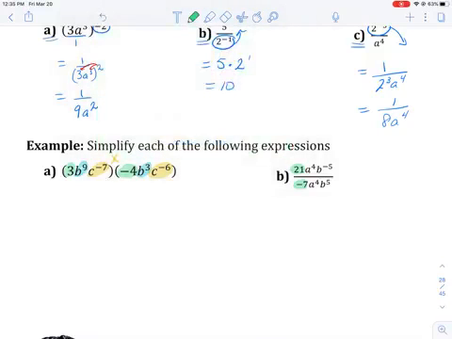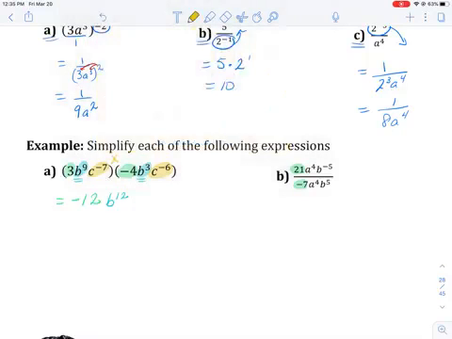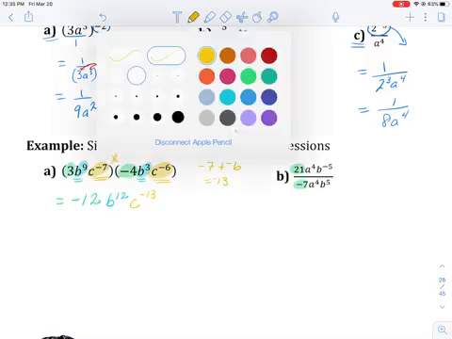So let's look at this separately. 3 times negative 4, well, that's just negative 12. Okay, our negative times positive rules remain the same. Nothing's changing there. b to the 9 times b cubed will be b to the power of 12. And c to the negative 7 times c to the negative 6 is c to the negative 13, right? Negative 7 plus negative 6 is negative 13, okay?